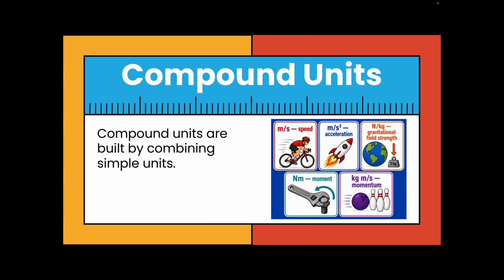Gravitational field strength is measured in newtons per kilogram. That means the force of gravity on each kilogram of mass. Moment is measured in newton meters because moment is force multiplied by distance from a pivot. Momentum is measured in kilogram meters per second because momentum combines mass and velocity. The big idea here is this: compound units are clues. If you can read the unit, you can often work out what the quantity is measuring.